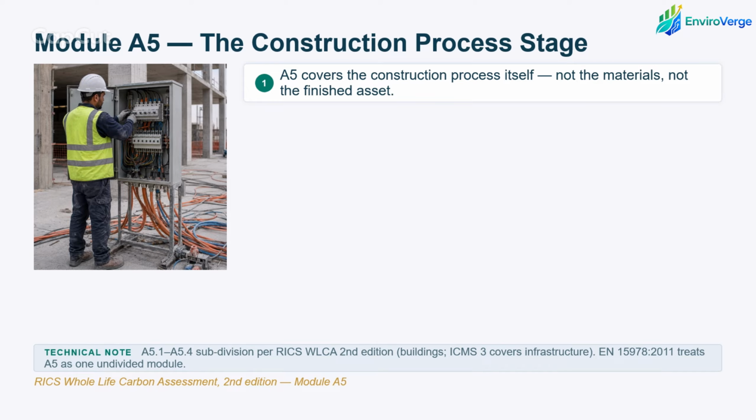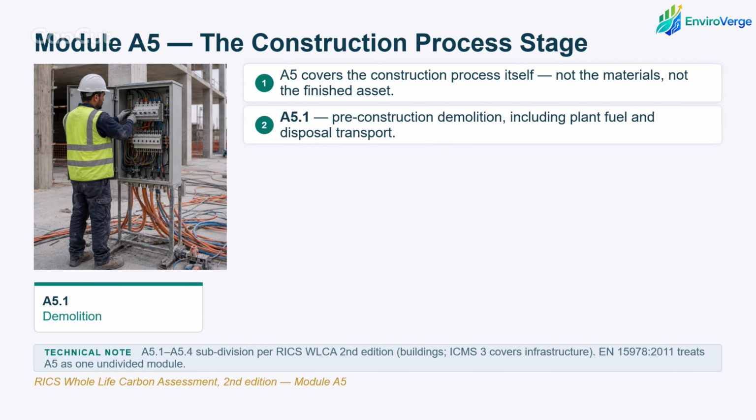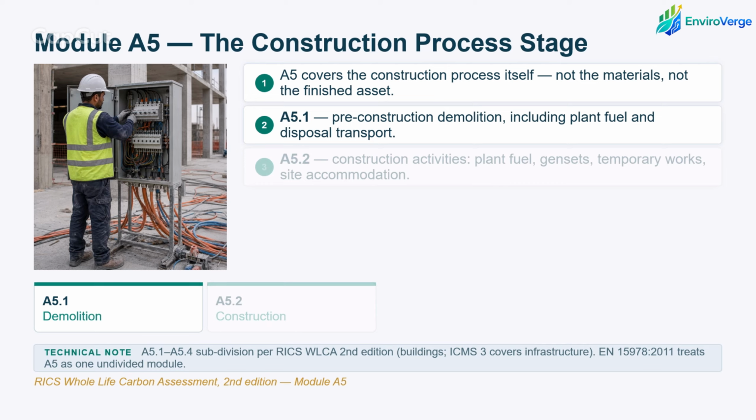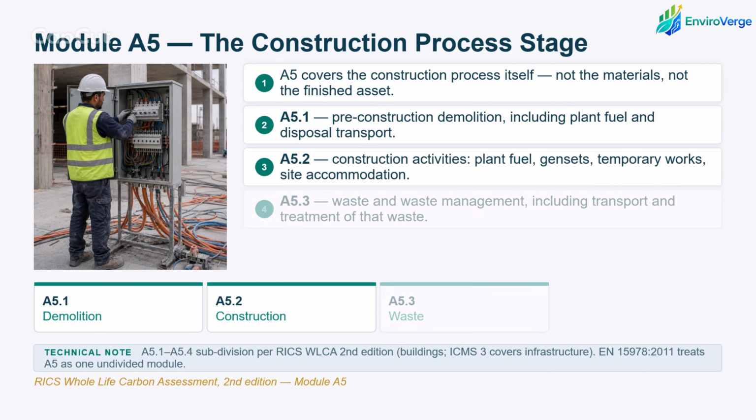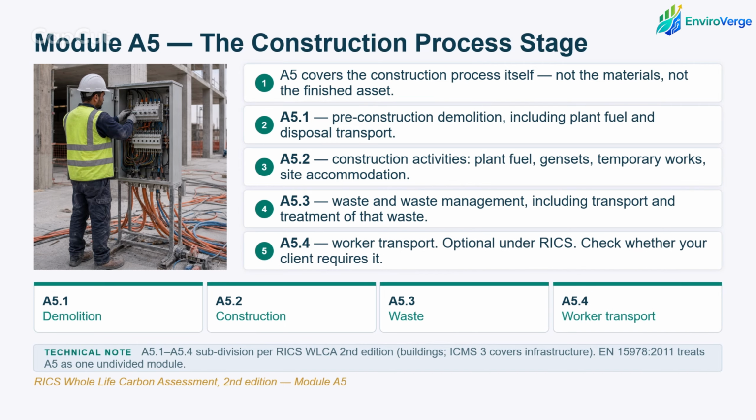Under the RICS Whole Life Carbon Assessment, 2nd edition, A5 splits 4 ways. A5.1, pre-construction demolition. A5.2, construction activities: plant fuel, gensets, temporary works, site accommodation. A5.3, waste and waste management. And A5.4, worker transport. Note that last one. A5.4 is optional under RICS. Check whether your client requires it, because if they do and you haven't counted it, that's a hole in your inventory.